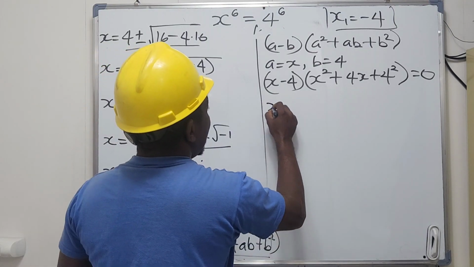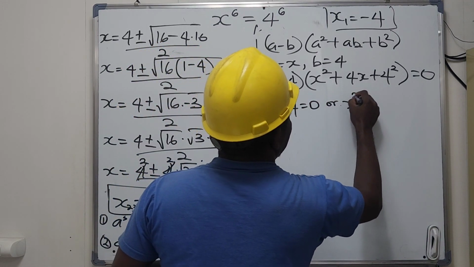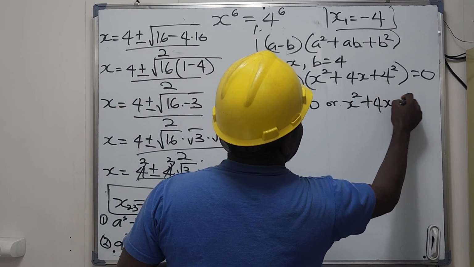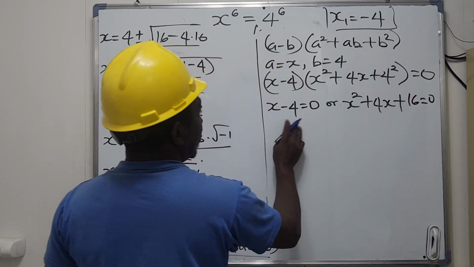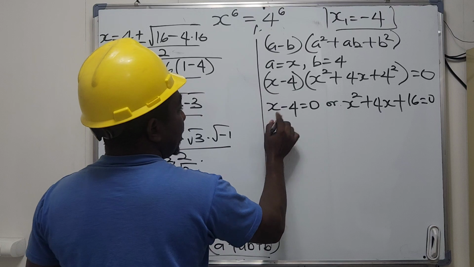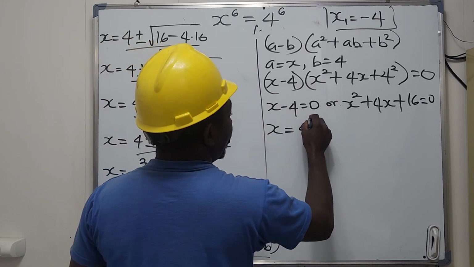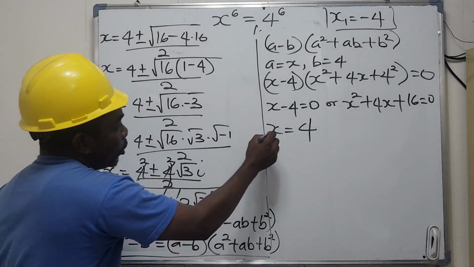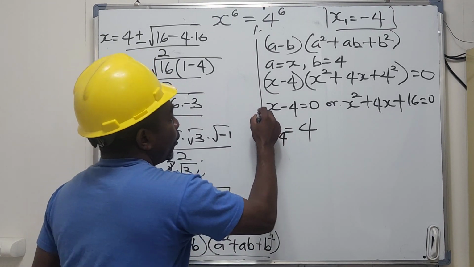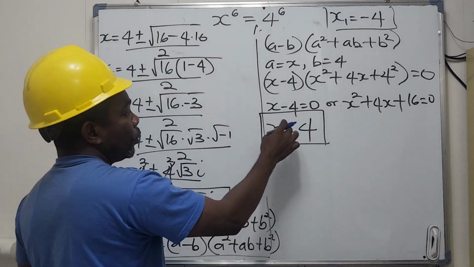So we have this as x minus 4 equals 0, or we have x to the power of 2 plus 4x plus 4 to the power of 2 is 16, all equals 0. So setting this one, x will become, when minus 4 is transposed to the other side, plus 4. So here we had x2 and x3, so this will become x4. So the fourth value of x, which is x4, equals 4.